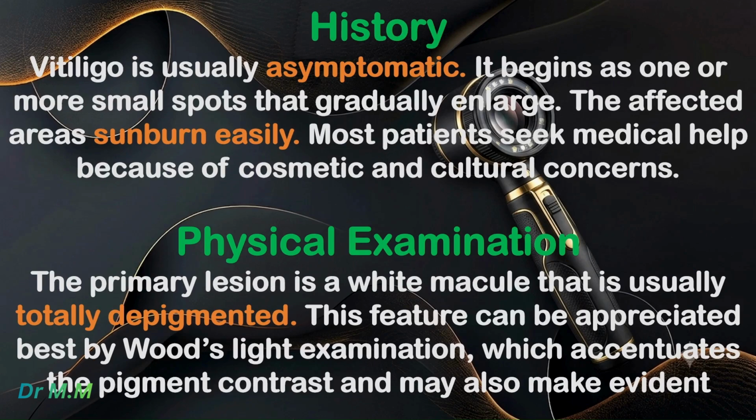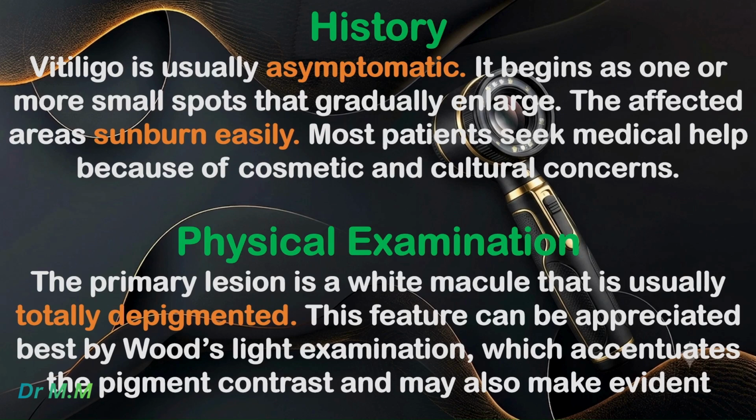History. Vitiligo is usually asymptomatic. It begins as one or more small spots that gradually enlarge. The affected areas sunburn easily. Most patients seek medical help because of cosmetic and cultural concerns.